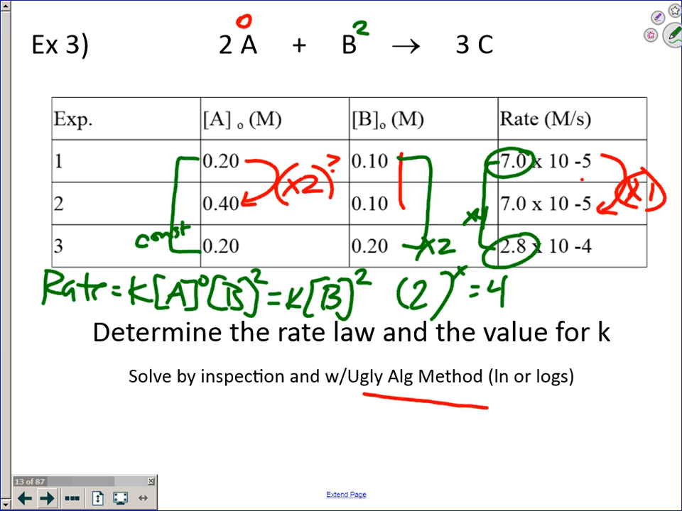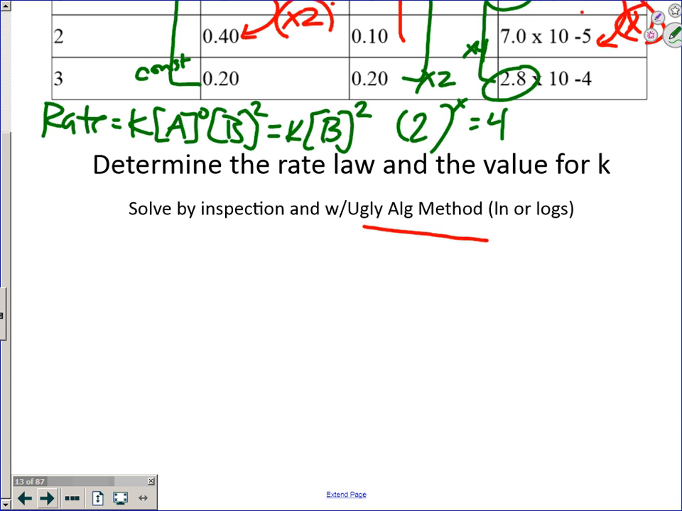Let me show you the same method as ugly algebra. Some people are going to like this better than even the table logic. It takes a little bit more work, but it's a process that's fail-safe. So when you do ugly algebra, I actually need some data points. Can you guys tell me the rate of... I can see this.